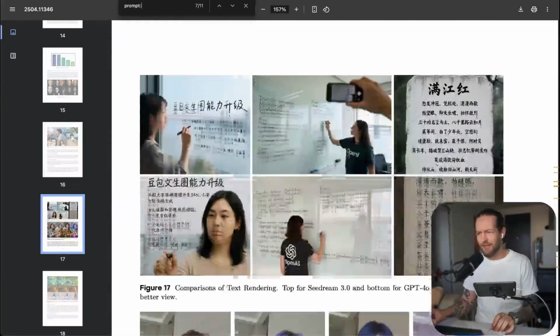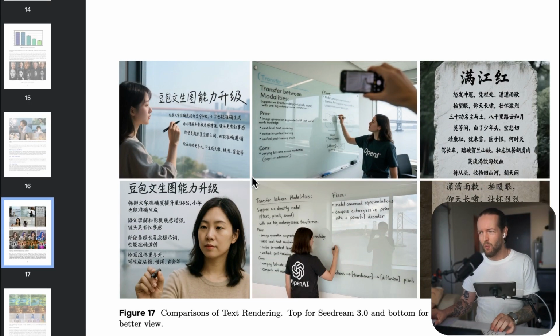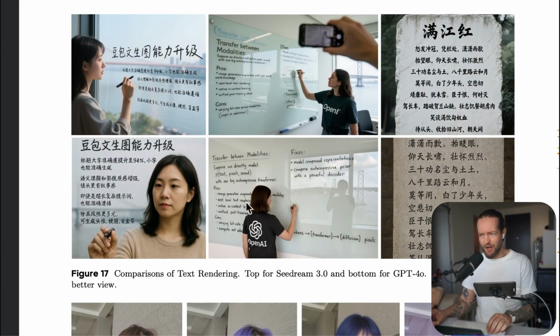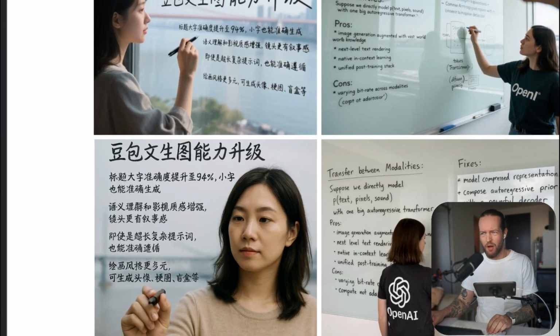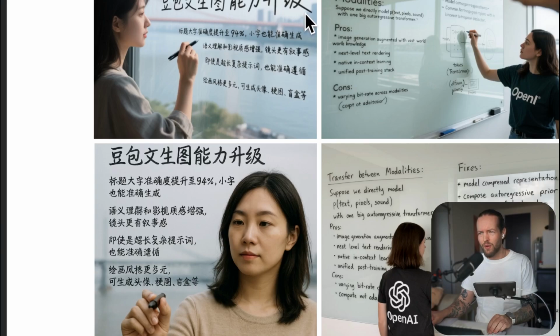But then they actually compared SeeDream with ChatGPT on text generation, and this is a really cool comparison because they're actually comparing SeeDream and GPT-4o. So on the top, they have SeeDream, and on the bottom, they have GPT-4o. As you can see, this is a prompt that is writing on the window itself.